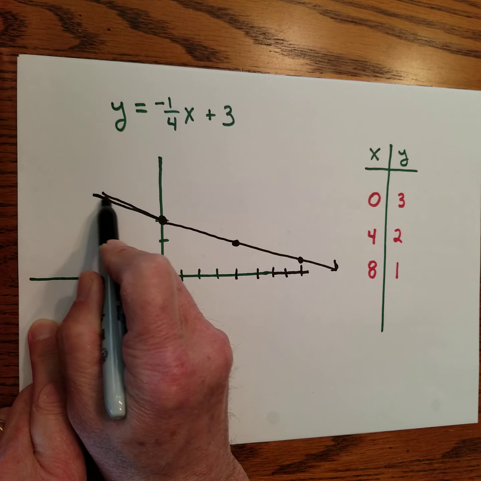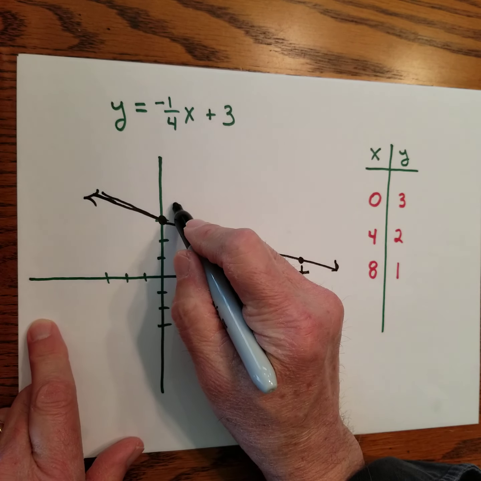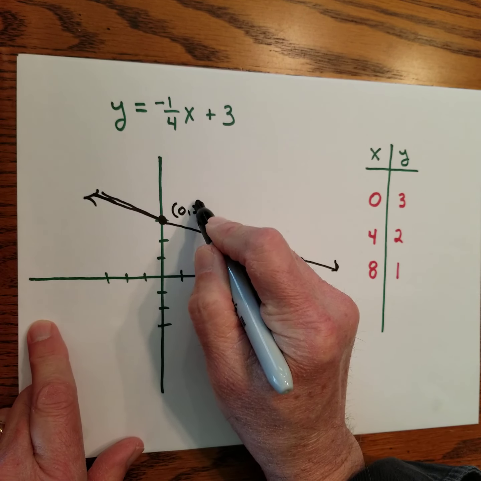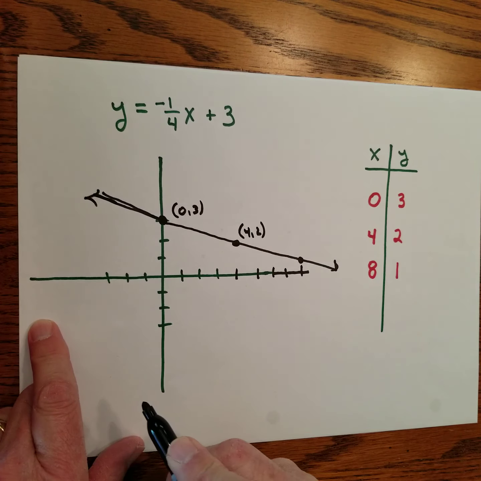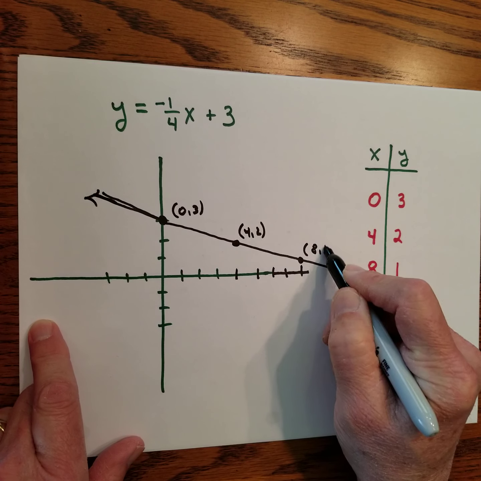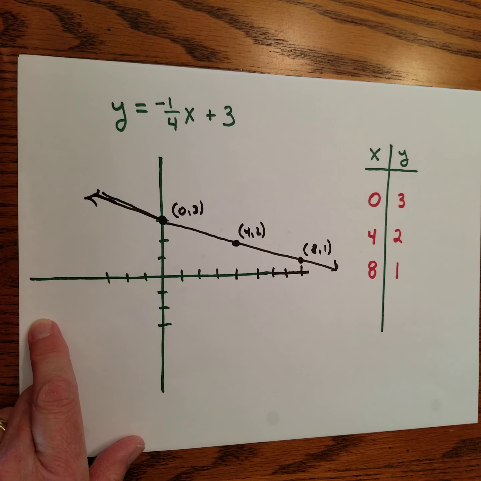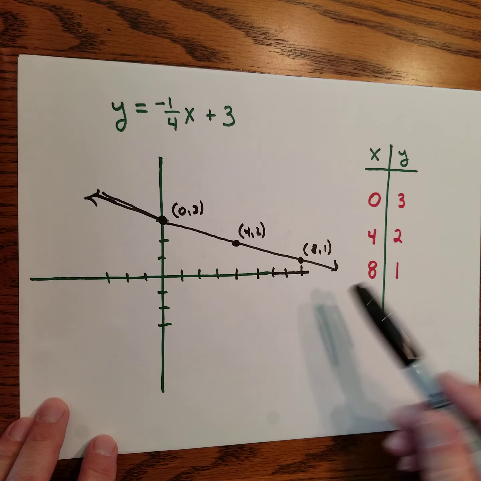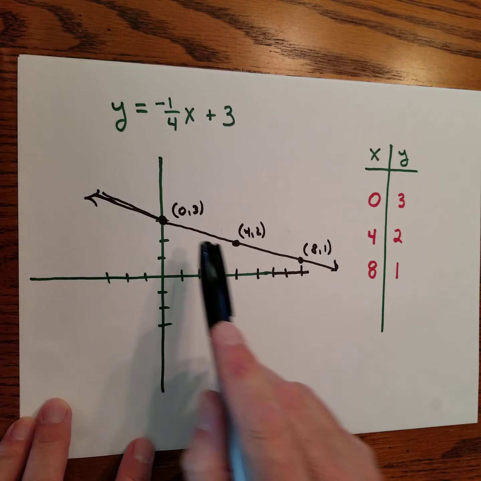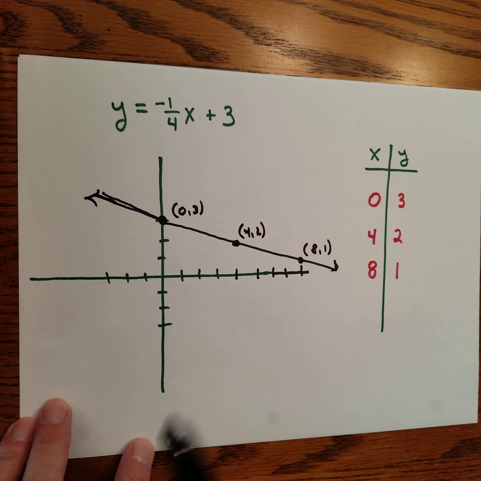Whoops, that's a terrible line. Let me label. Here's x0, y3, x4, y2, x8, y1. All right, that looks great. It's your turn. When you do these on your own, show me the graph, show me your XY chart, and label the points the way I'm labeling them here.